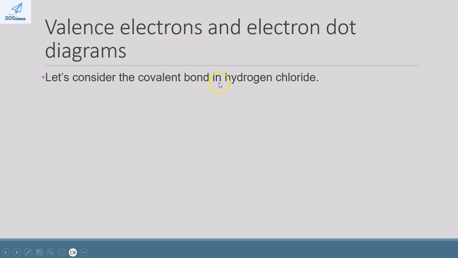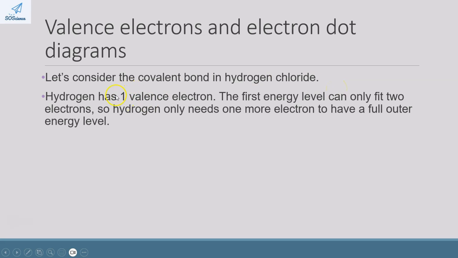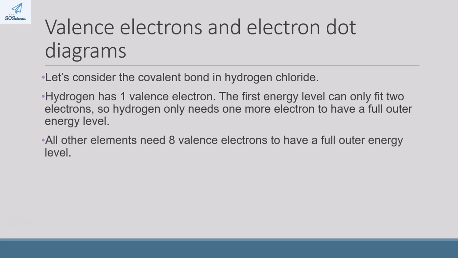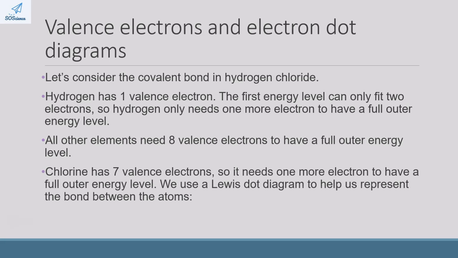Let's look at the covalent bond that exists in hydrogen chloride. Hydrogen has one valence electron. We know that because hydrogen is in group 1. The first energy level can only fit 2 electrons. So remember that hydrogen only needs one more electron to have a full outer energy level. All other elements need 8 valence electrons. Chlorine has 7 valence electrons around it, and we know that because it is in group 17. So chlorine needs one more electron to have a full outer energy level.